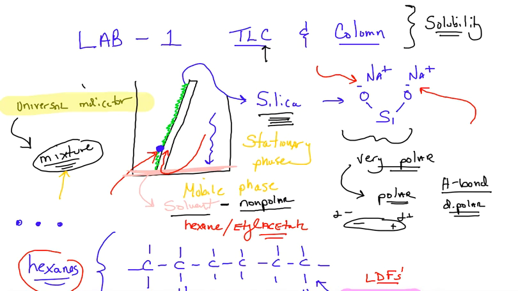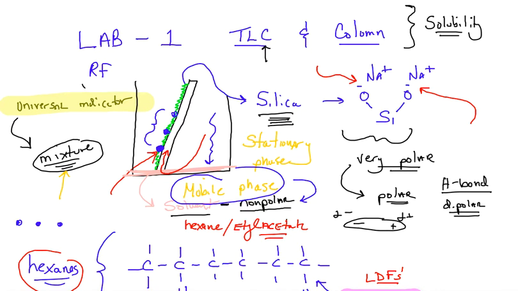So when we separate them, we're going to have different amounts of movement up the plate, and you're going to see that. And we're going to measure this difference, which is called the rate of flow. It's called the Rf factor. So we're going to measure how much they move. Now the ones that move the most like the mobile phase because they probably are what?